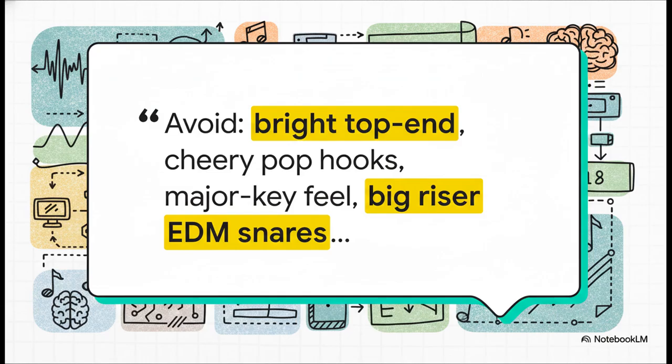And here is a perfect example of a negative prompt in action. Imagine you want a really dark, minimal techno track. Look at what's being forbidden here. Avoid cheery pop hooks, big riser EDM snares, male pop belting. You're basically telling the AI to avoid anything that sounds like it could be on Top 40 radio. By closing all of these doors, you force the AI to get creative and find a solution within that dark, minimal box you've built. You're preventing a bad result before it even has a chance to happen.